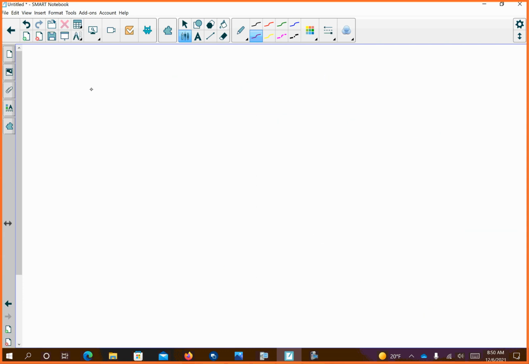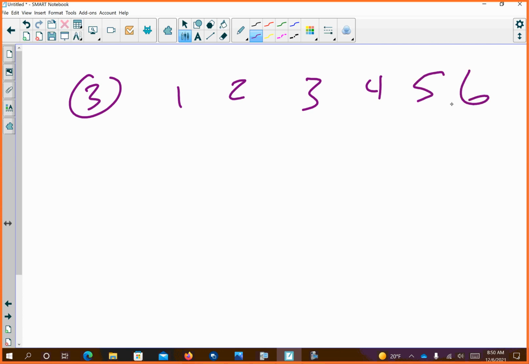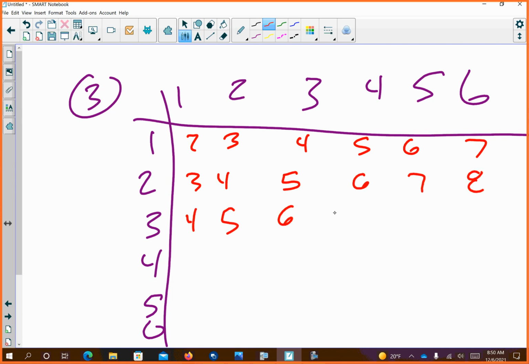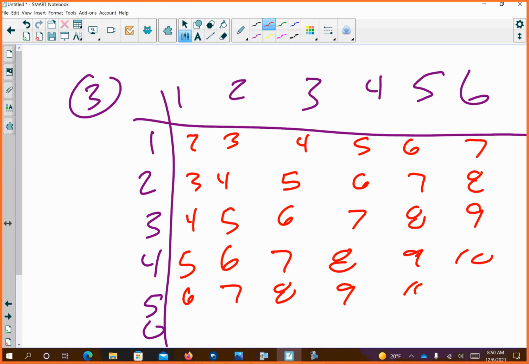3, you roll 2 dice, sample space. The 2 dice, I like doing it this way. Some of you like to draw the actual dice themselves, but if you do this, add them up. 2, 3, 4, 5, 6, 7. 3, 4, 5, 6, 7, 8. 4, 5, 6, 7, 8, 9. 5, 6, 7, 8, 9, 10. 6, 7, 8, 9, 10, 11. And 7, 8, 9, 10, 11, 12. So that's basically our sample space. The red is the summation of the 2 dice, die 1, die 2.